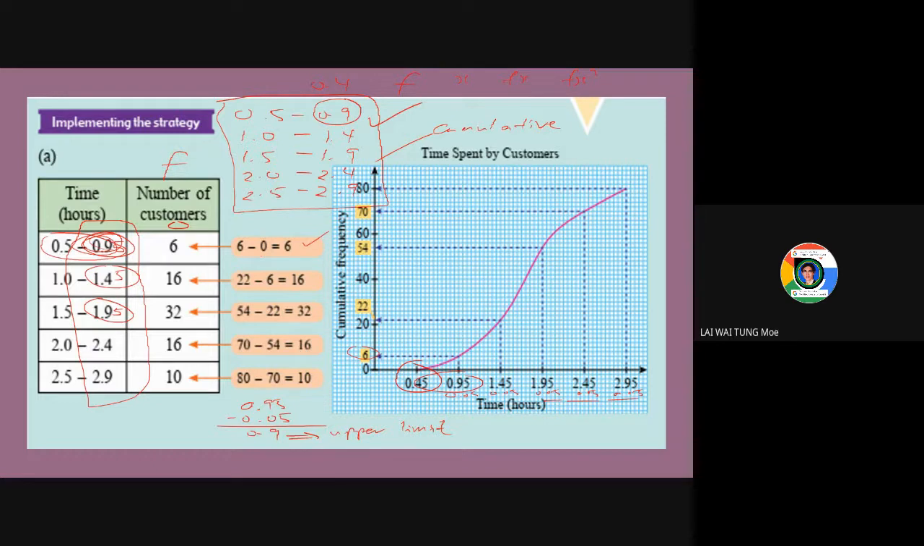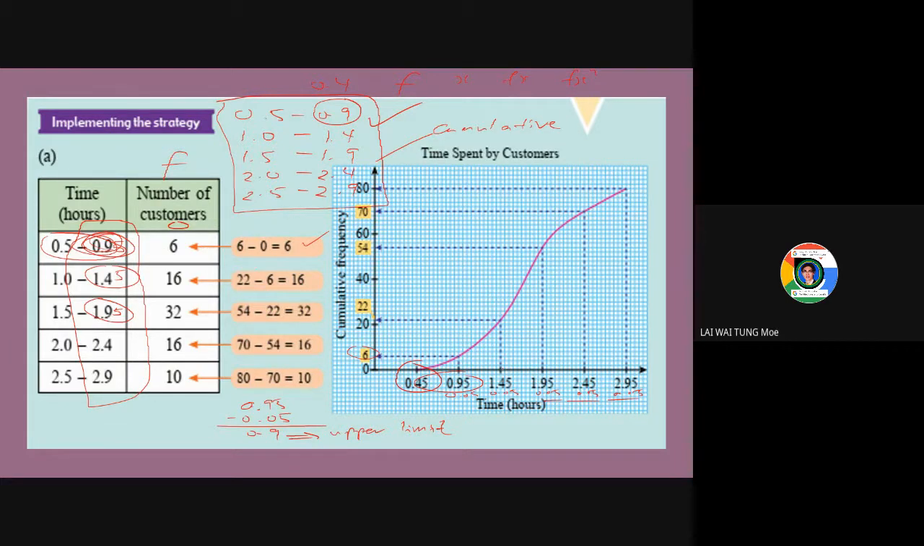You need to minus the previous cumulative frequency to get the current frequency. This is opposite to when you want to construct an ogive. If you know how to construct an ogive, you add, but now you want the frequency, not the cumulative frequency, so you need to minus. For 0.95 the cumulative frequency is 6, so 6 minus 0 gives 6.